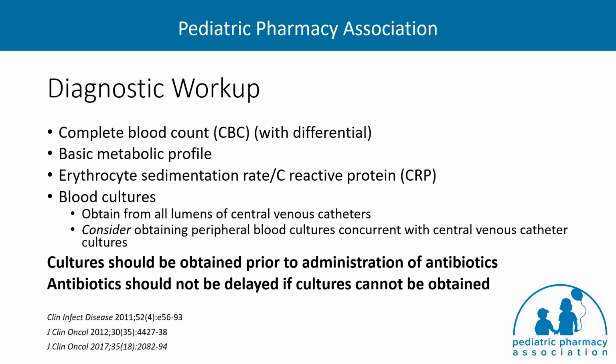Your workup should include a complete blood count or CBC with differential to get the ANC, a basic metabolic profile, checking their ESR and CRP, and then you want to get blood cultures. The recommendations are to obtain blood cultures from all lumens of any central venous catheters the patients may have. You want to consider obtaining peripheral blood cultures concurrent with central venous catheter cultures. It is best to obtain the cultures prior to the administration of antibiotics.